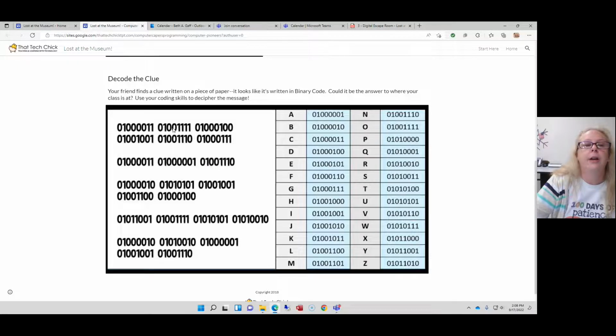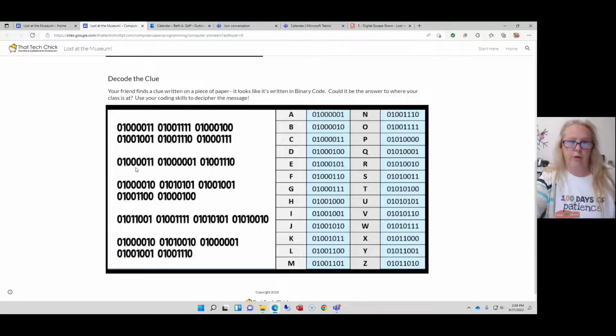Our second letter looks like an O. Our third letter is a D. Our fourth letter is an I. Our fifth letter is an N. Sixth letter looks like it's going to be a G. So our first word is coding.